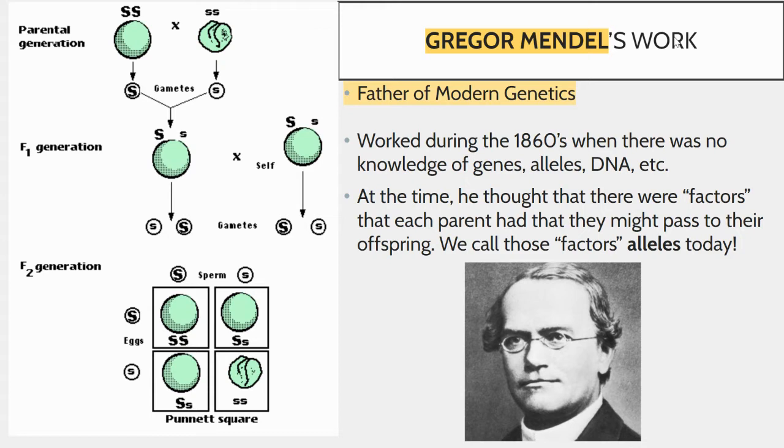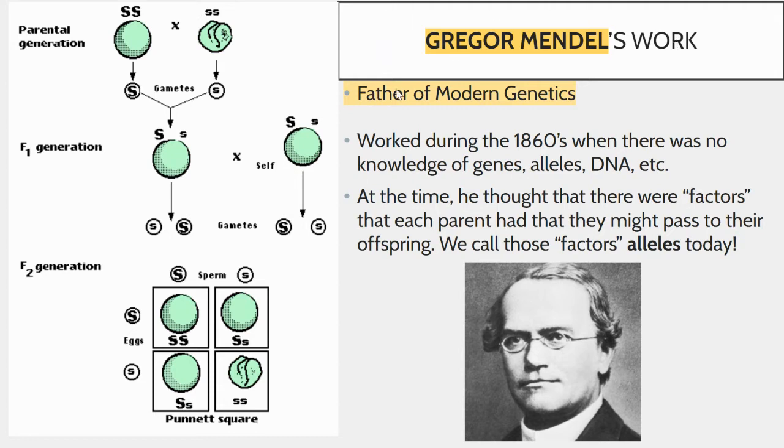Nobody knew what genes were. Nobody knew what DNA was or the structure of DNA. We just thought, hey, maybe parents pass some characteristics on to their children, but do we know? Well, he called them factors, the things that we pass on to our children, and now we call those alleles. So that's a vocab word that you'll see, alleles, and that's kind of the genetic material that gets passed on.